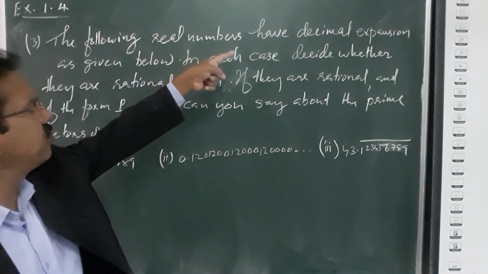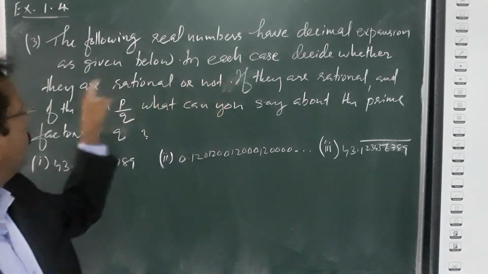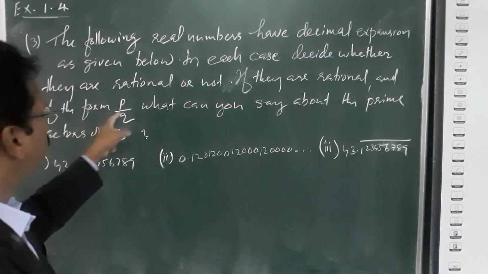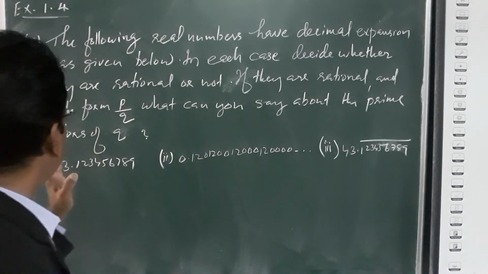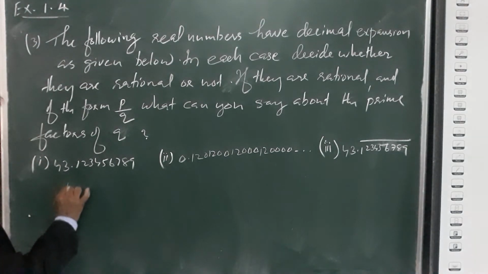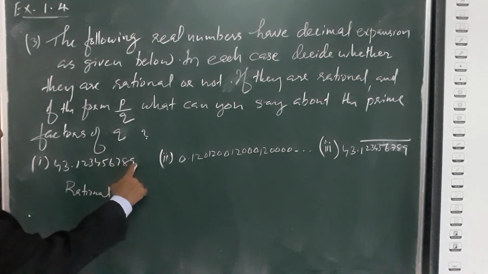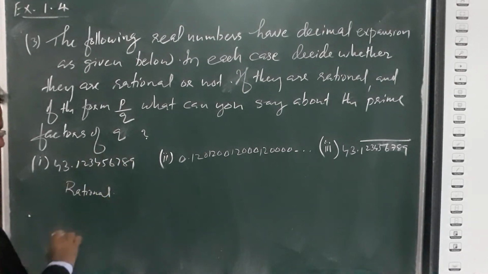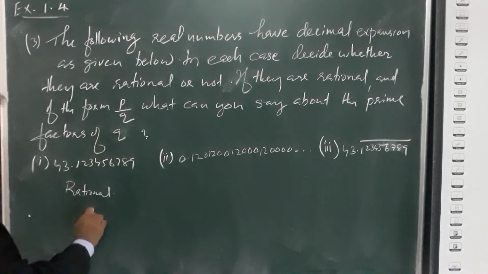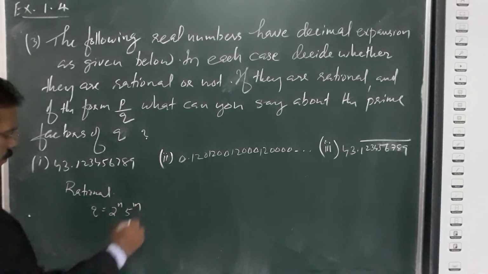Now, question number 3. The following real numbers have decimal expansion as given below. In each case, decide whether they are rational or not. If they are rational and of the form p by q, what can you say about the prime factors of q? Question number 1 is rational because there are no dots, it is a terminating decimal expansion, and q is of the form 2 raised to n into 5 raised to m.